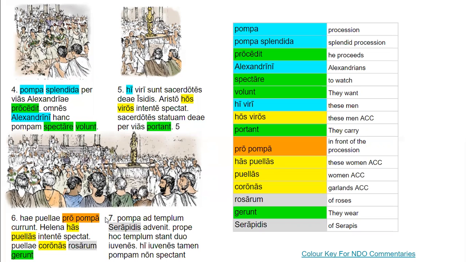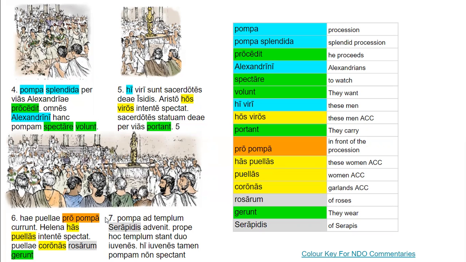Prope hoc templum stant duo juvenes. So near this temple, two youths are standing. So hoc is modifying templum. It's neuter singular, accusative. Hi juvenes tamen pompam non spectant. These youths, however, are not watching the parade. All right, and hi is modifying juvenes, again nominative plural.